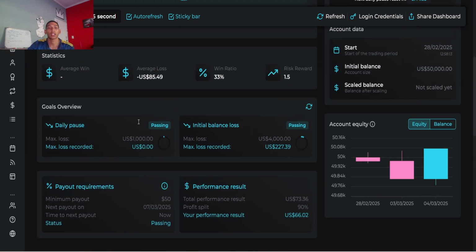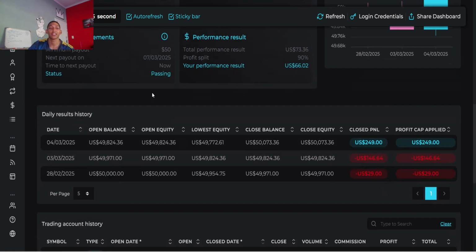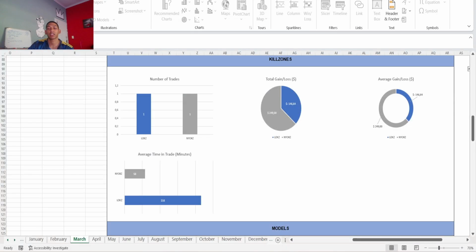So obviously I've only taken 3 trades, so there's not enough data for reliable statistics at the moment. So yeah, that's why that's like that. So let's take a look at the 3 trades I've taken. So this is my trading journal that I made.